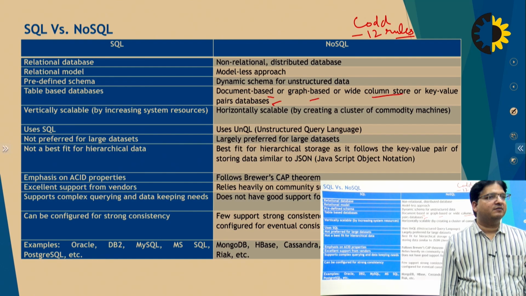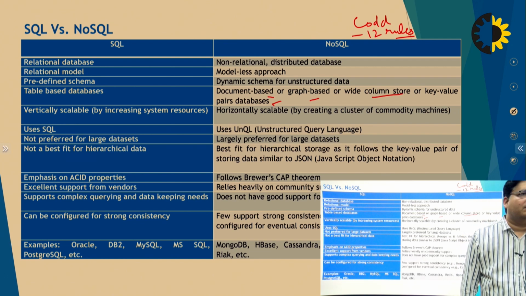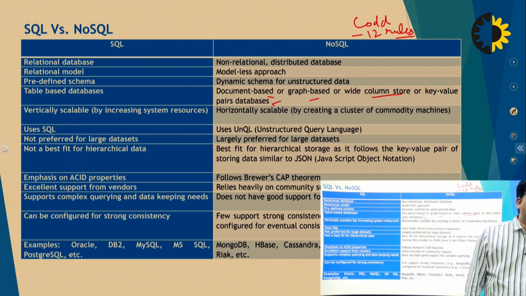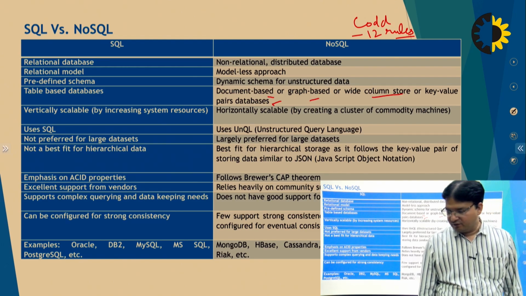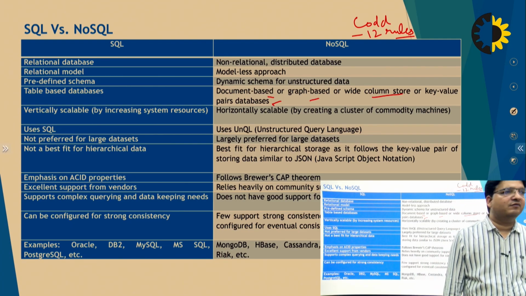The difference based on scalability. SQL is basically vertically scalable, that is, we increase the computing power of the system, whereas NoSQL is more horizontally scalable, that is, we are adding more commodity software or hardware components.